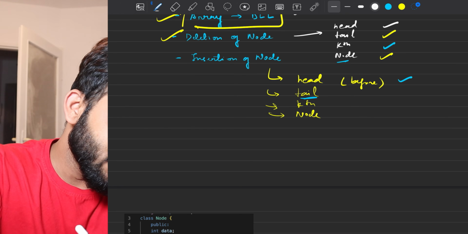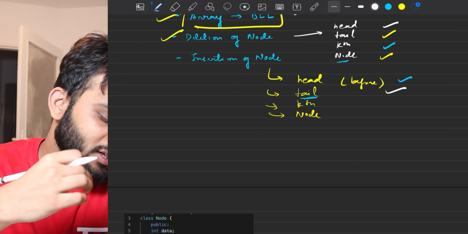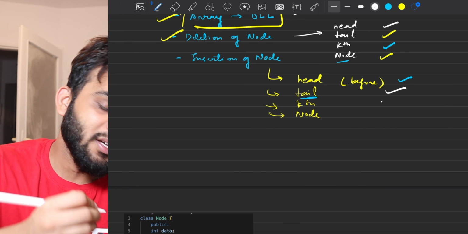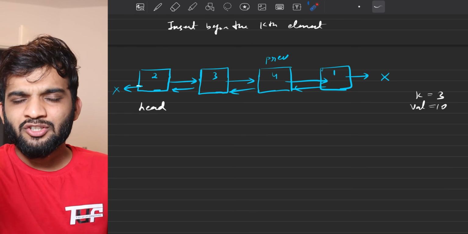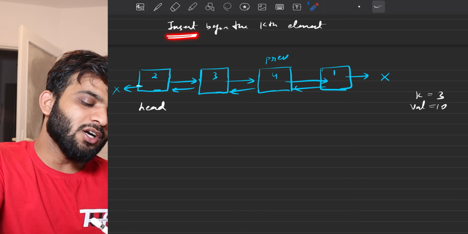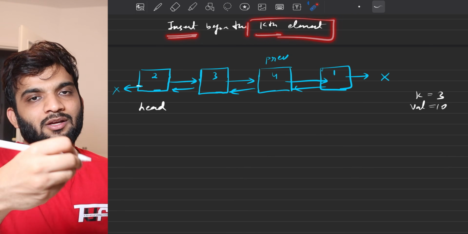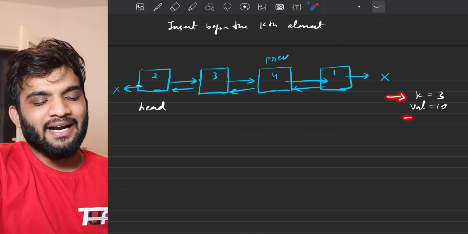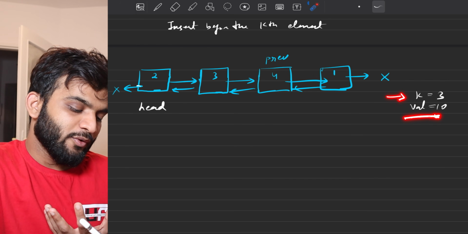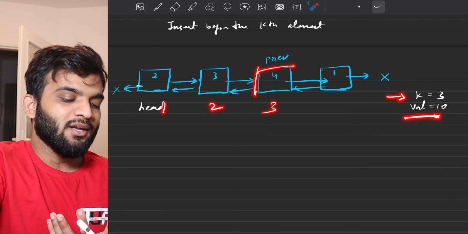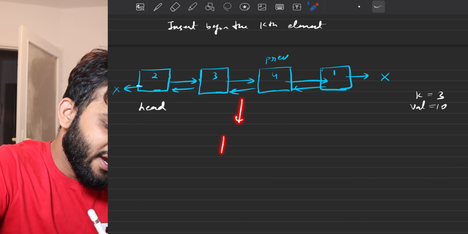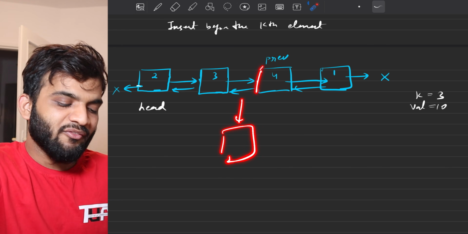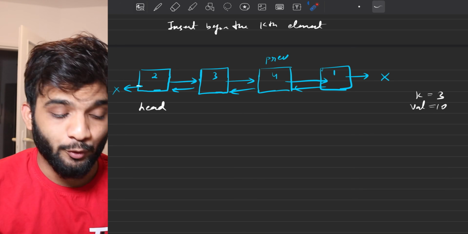So we are done with inserting before the tail of the linked list. Now the next thing is inserting before the kth node of the linked list. Again, it's the same question. So the question is stating you'll have to insert before the kth element. Imagine you're given k equal to 3 and a value equal to 10. So which is the third element? This one. So you will have to insert before this one, which means somewhere over here. Now this is what you have to do.